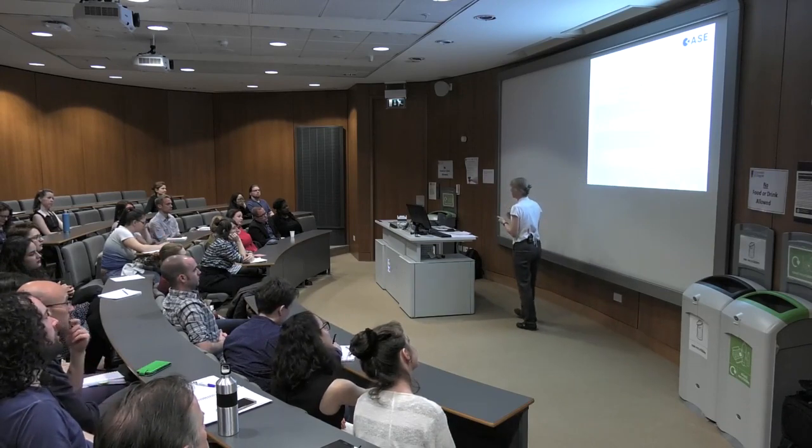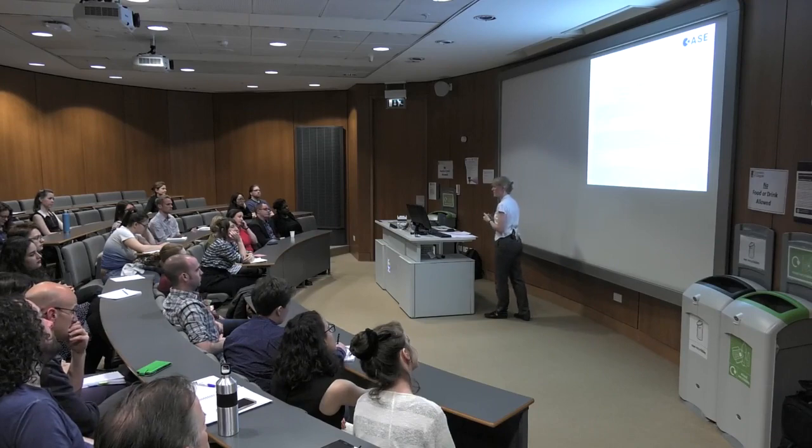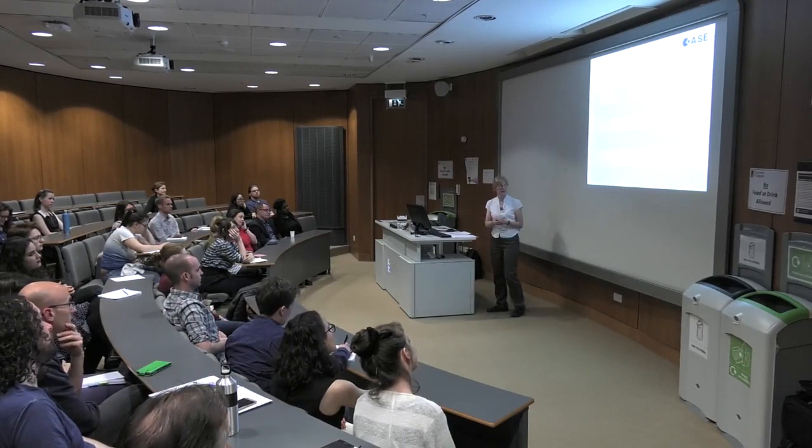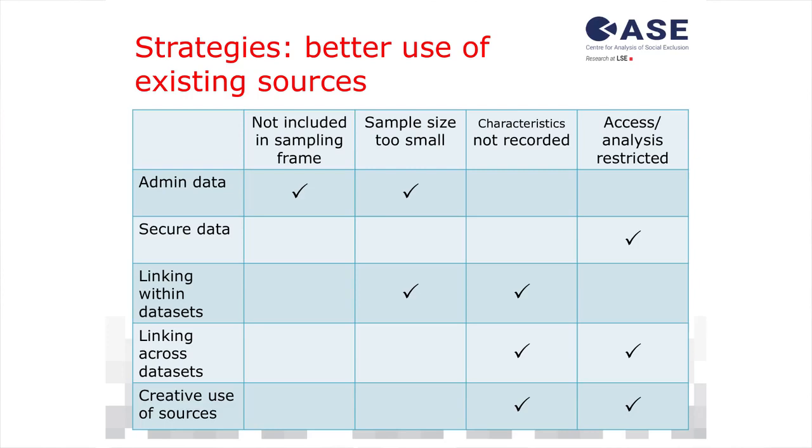For example, it may be that the characteristics of parents are recorded, and if we can link that to a child level record, we may be able to infer something about the household circumstances of that child, even if at a child level that information isn't recorded. We can link across data sets, and if we have time I'll show you an example of how that can help. And we can use sources that you wouldn't ordinarily think of for one purpose, for another purpose, in order to identify a particular subgroup or need.